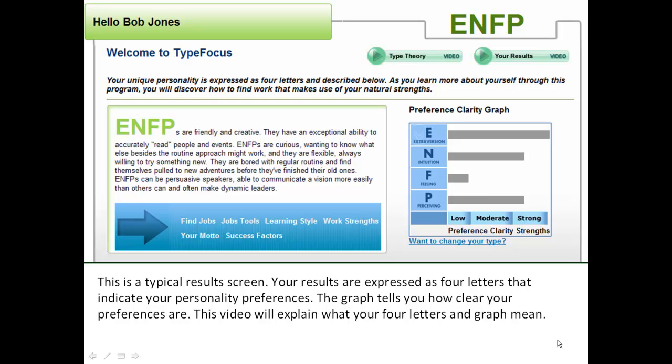This is a typical results screen. Your results are expressed as 4 letters that indicate your personality preferences. The graph tells you how clear your preferences are. This video will explain what your 4 letters and graph mean.